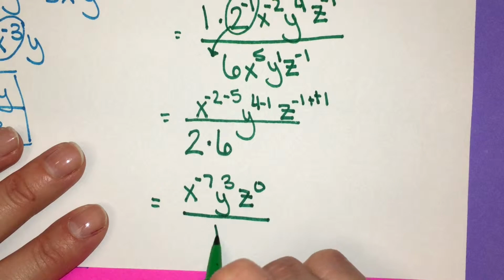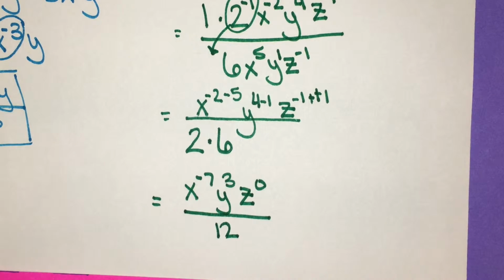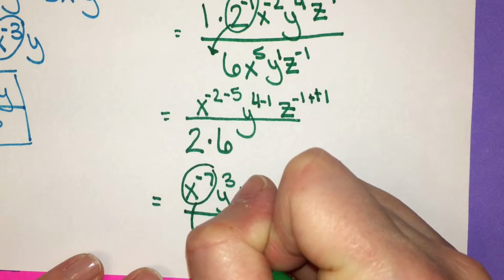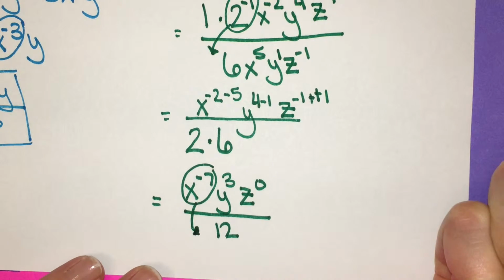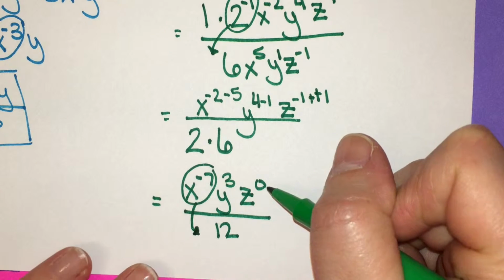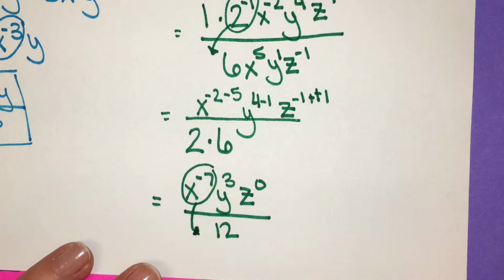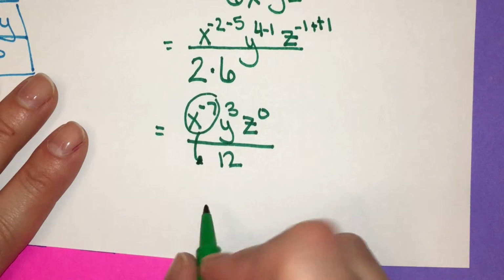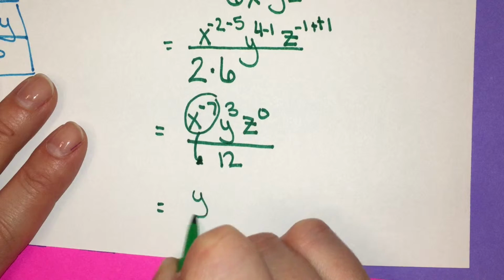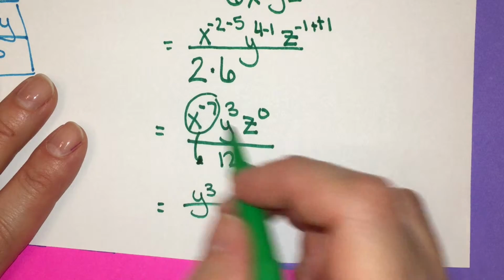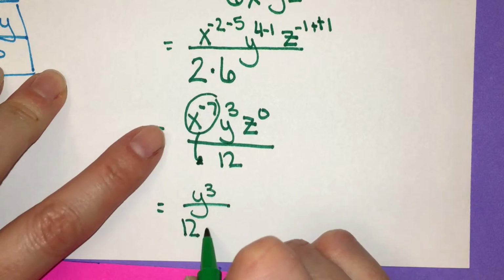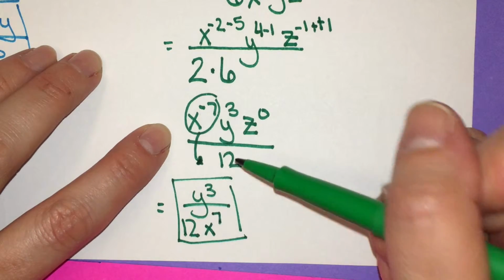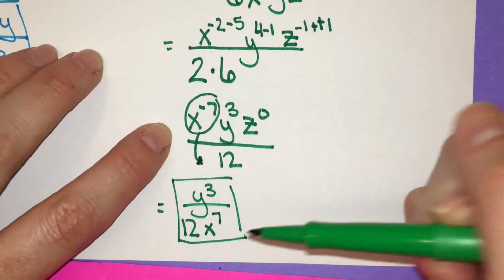Over 2 times 6 is 12. All right, I have a negative exponent, so that has to move to the other side of my fraction bar. So the denominator, z to the power of 0 equals the number 1. And y to the 3rd times 1 is just y to the 3rd. So when I rewrite this, I leave y to the 3rd on top. I have 12 on bottom, x to the positive 7th. Remember, you keep your number in front of the variable.